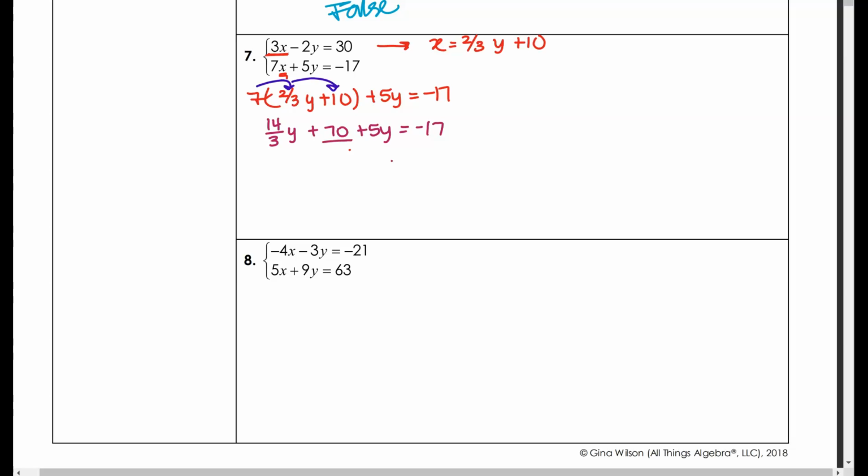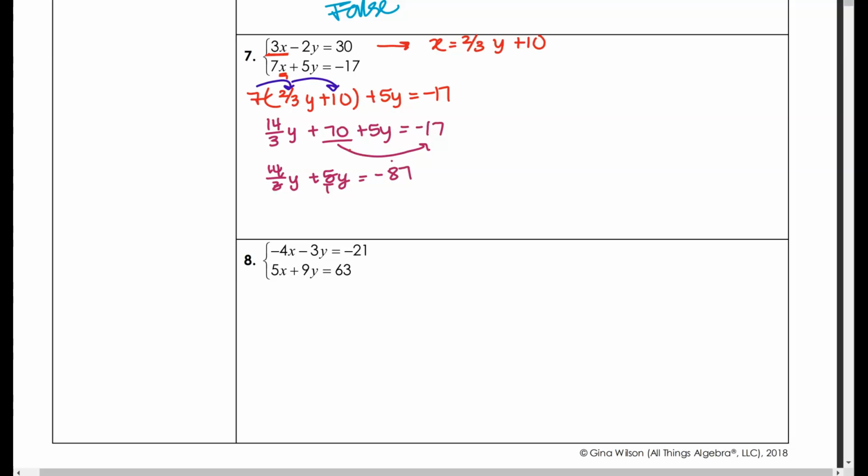So let's move the 70 over to this side, and I get 14/3 y plus 5y equals negative 87. All right, so in order to combine these two, notice that this is going to be 5 over 1. So I do need a common denominator. That common denominator is going to be 3.